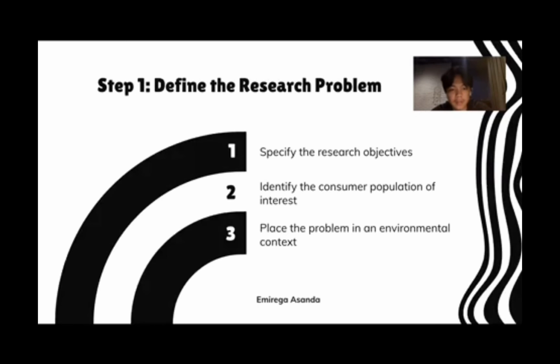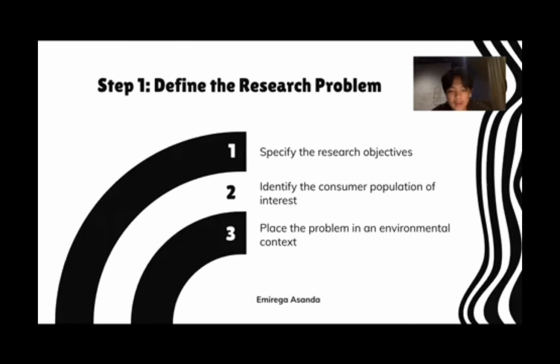The first step in the market research process is to clearly understand what information managers need. We refer to this step as defining the research problem. Defining the problem has three components. First is to specify the research objectives. For example, what questions will the research attempt to answer?